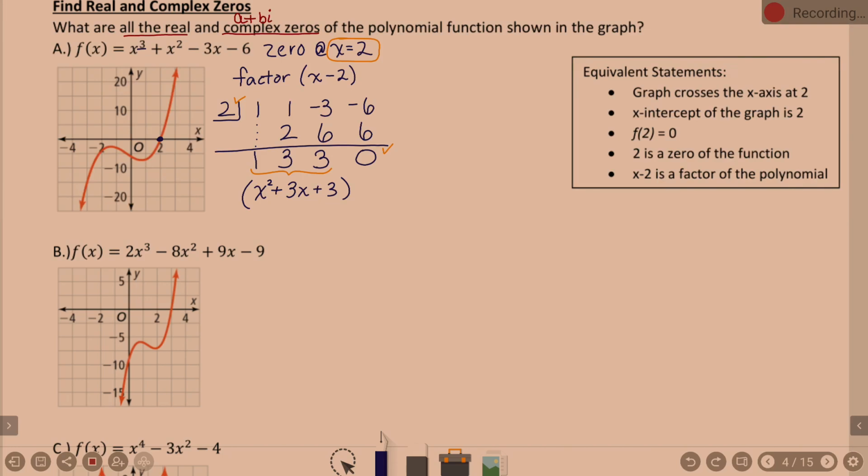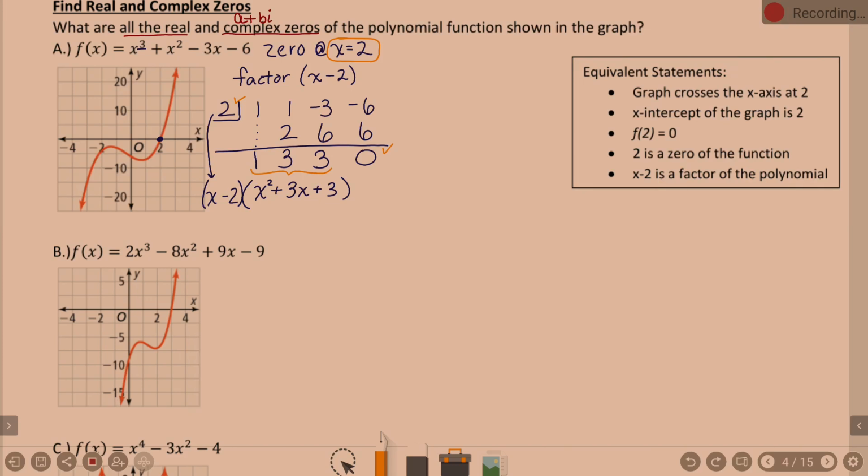And then the other factor, what's the other factor we have? Well, 2 represents the factor x minus 2, right? So we know what that is. What we don't know is what the answers are to x squared plus 3x plus 3. Well, that would be nice.